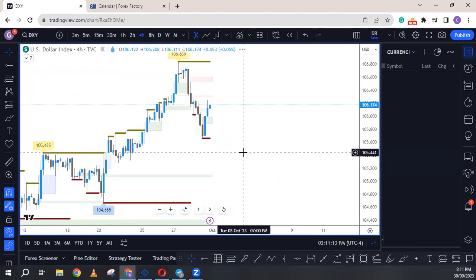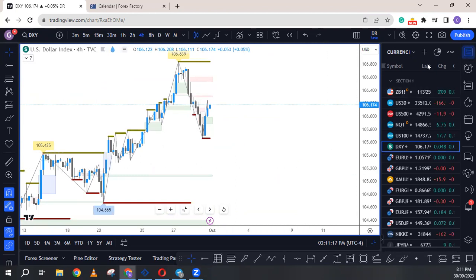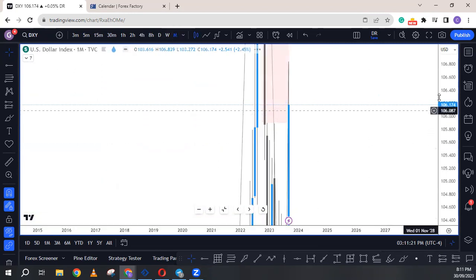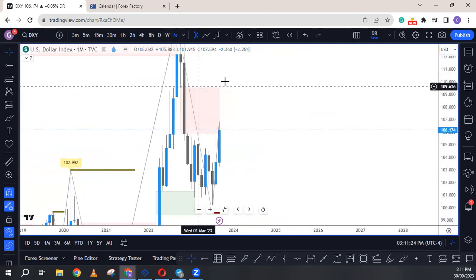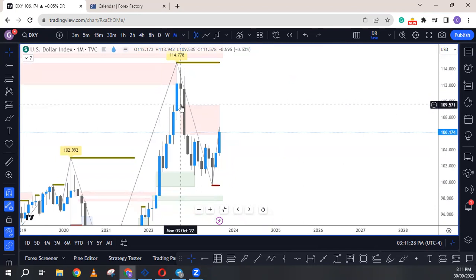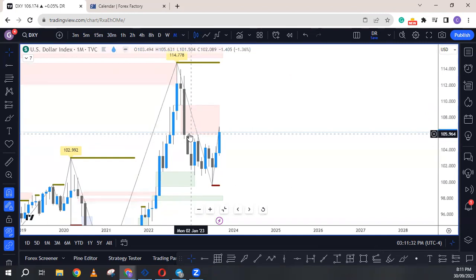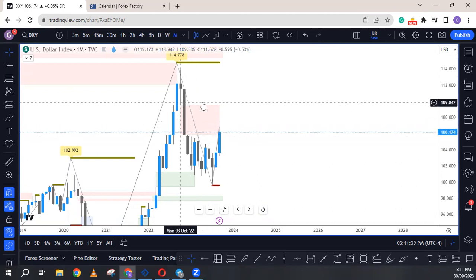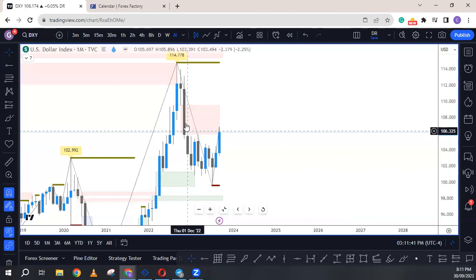Looking at the dollar index, order flow on this is still tilted to the upside. If we go to the monthly, because it's a new month, we can see that price tipped. If you measure this fair value gap on the monthly from this point, 109.57 to 105.91, price got to 25% of this range. That's the 25% level.